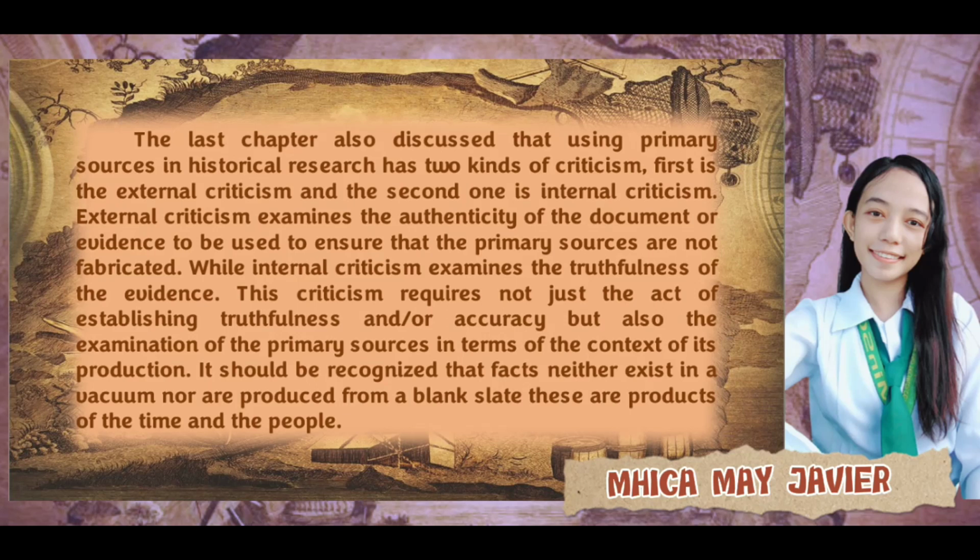External criticism examines the authenticity of the document or evidence to be used to ensure that the primary sources are not fabricated, while internal criticism means the truthfulness of the evidence. This criticism requires not just the act of establishing truthfulness and accuracy, but also the examination of the primary sources in terms of the context of their production. It should be recognized that facts neither exist in a vacuum nor are produced from a blank slate. These are products of the time and the people.